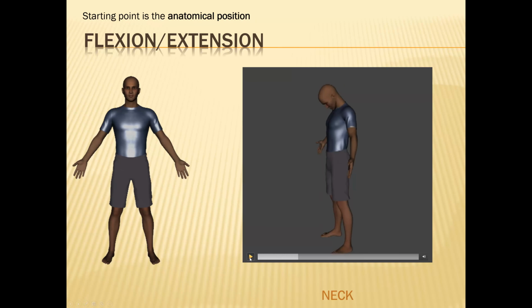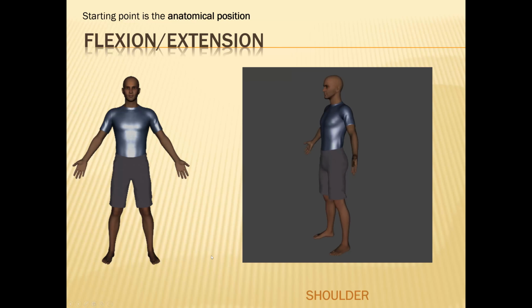So moving forward in the anterior plane would be flexion. Moving back to the anatomical position would be extension. And then moving farther into the posterior plane would be hyperextension. So one more time, flexion, extension, hyperextension.